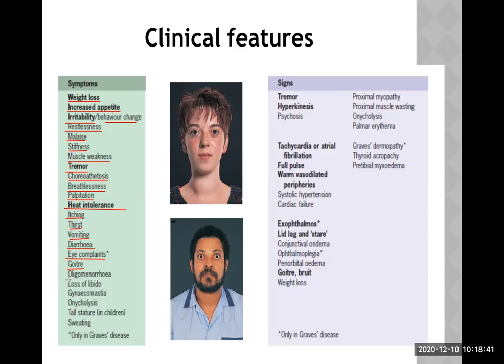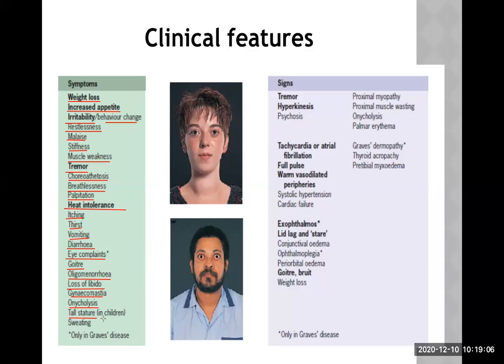Now, in case of female, there is oligomenorrhea, meaning decreased menstrual loss. There is loss of libido, and gynecomastia in male. We all know what gynecomastia is. This is enlargement of the breast tissue in male. There is onycholysis, also known as thyroid acropathy. We'll talk mainly towards the signs.